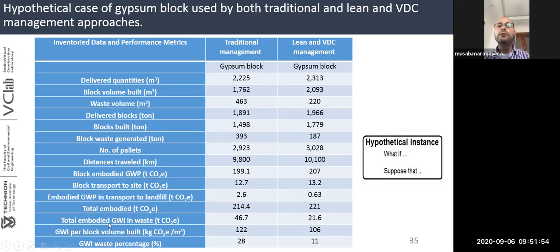But here, if we go to the total inputted global warming intensity in waste, we can see that in the traditional project it is 46.7, and here it is 21.6, still less than half. And if we look at the global warming intensity per block volume, we found that it's 122 kilograms CO2 equivalent per cubic meter, reduced to 106, which proved that even if we used the same construction material, the dominant factor for reducing the greenhouse gases in this experiment was the construction management approach, the lean and VDC.